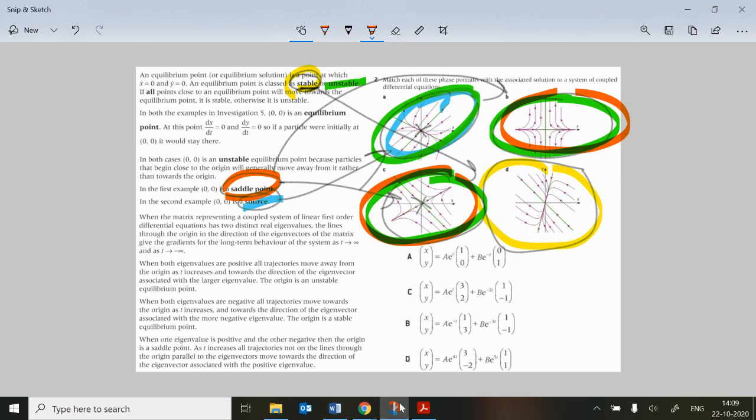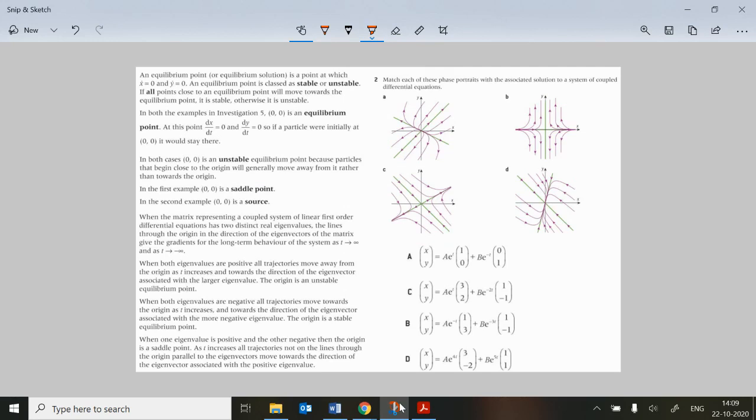Okay, so now we need to look at this. So this bit here, it's saying when the matrix representing a coupled system of linear first order differential equations, first order because we're not dealing with any higher powers of x or y than just one, and has two distinct real eigenvalues, the lines through the origin in the direction of the eigenvectors of the matrix give the gradients for the long-term behavior. Okay, actually, that's fairly simple to come up with. So this is pretty straightforward.